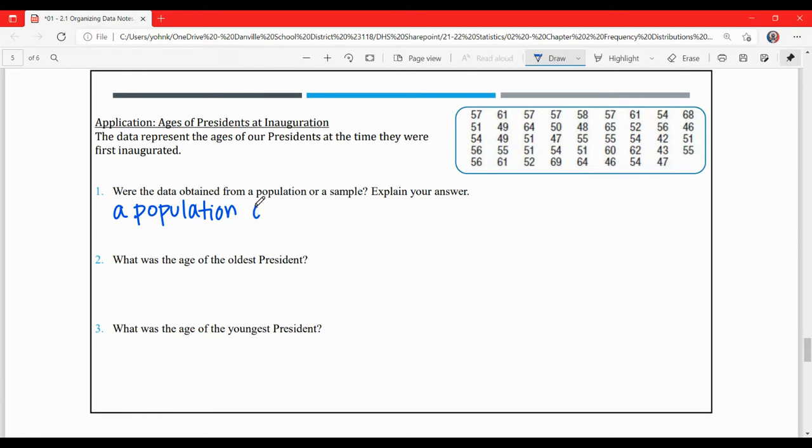A population of all presidents at the time this problem was written.